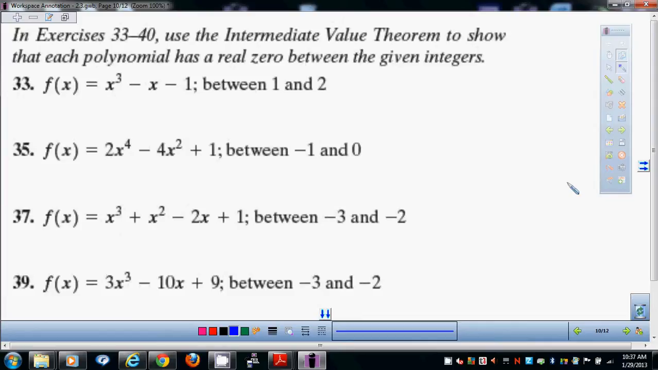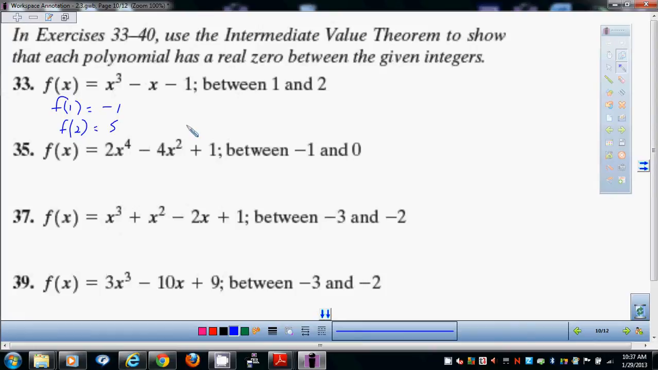You plug in f of 1: 1 minus 1 minus 1. Plug in f of 2. Now we're hoping that it's what? A positive number. That's 8 minus 2 minus 1. Is there a root between 1 and 2? Yes, because there was a sign change. And that's the only thing we're worried about. We don't care what the numbers are. We just want to see if there's a sign change.